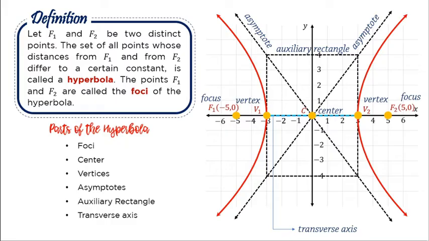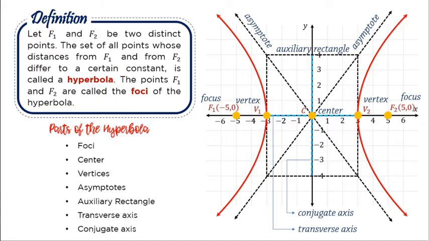The segment perpendicular to the transverse axis with its endpoints on the auxiliary rectangle is what we call the conjugate axis. So this axis will determine the auxiliary rectangle when graphing the hyperbola. Okay, so these are the parts of a hyperbola.